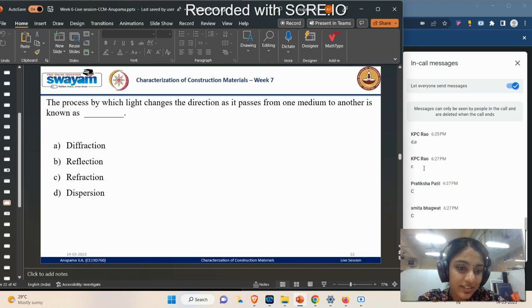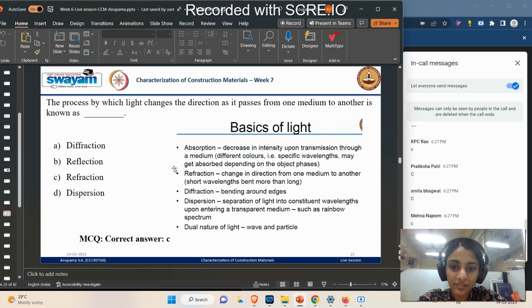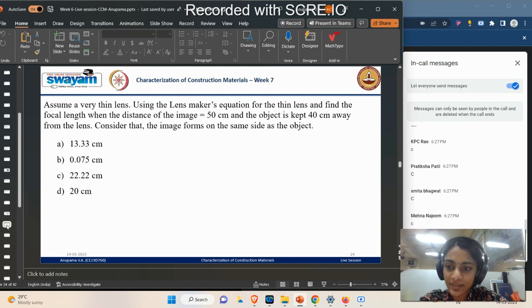Okay. So the maximum goes with C, and the correct answer is option C. So here the refraction is a change in direction from one medium to another. Light bends and it changes its direction as the medium changes. So that is known as refraction. So in that context, let's move to the next question.